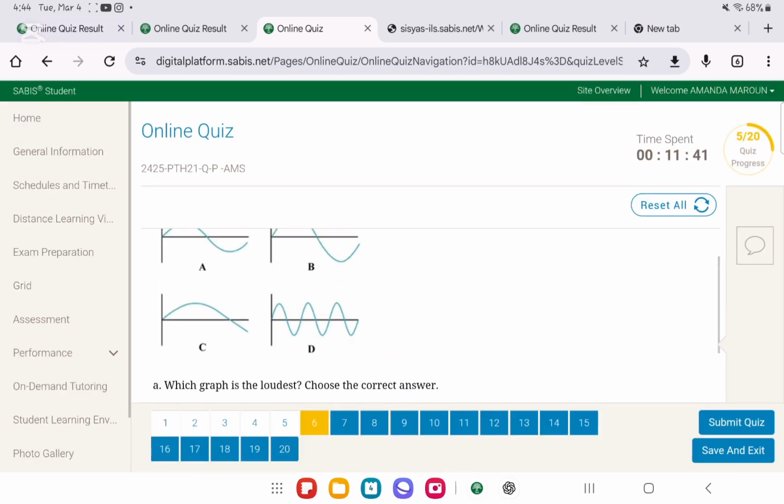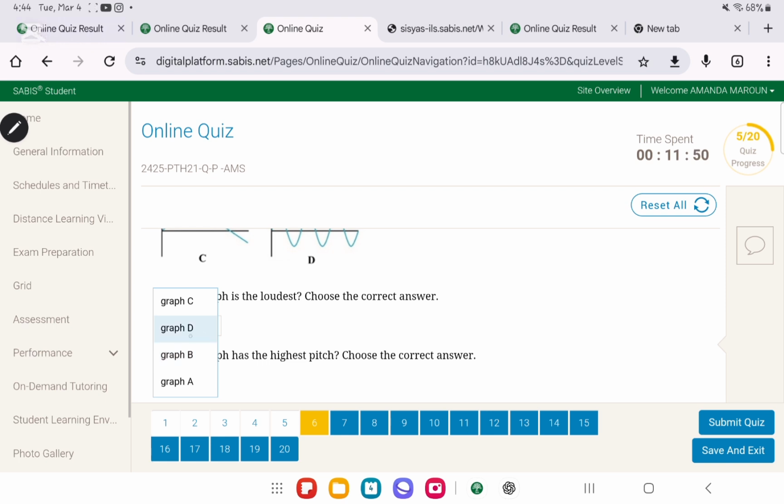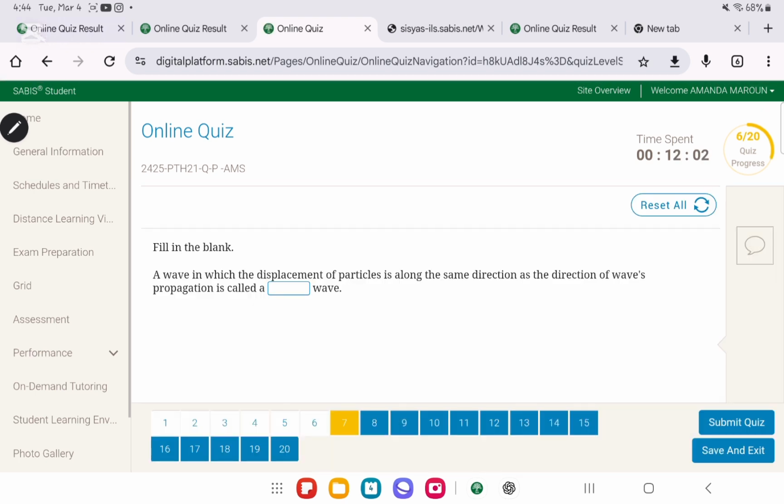However, having more frequency, that means per second, let's say this is 1 second, if you have more waves per second, that means you have a higher frequency, which means you have a higher pitch. So for the pitch, it is graph D. Is that it? Yeah, that is it. We'll move on to question number 7.